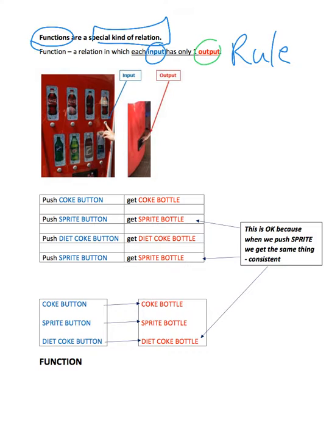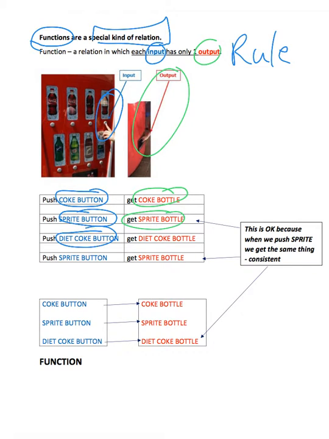When you push a button on the Coke machine, that's the input, and you should get the same drink each time. You should only get one type of drink when you push a button. For example, if you push the Coke button, you should get a Coke, and only a Coke. If you push the Sprite button, you get a Sprite. If you push Diet Coke, you get a Diet Coke.